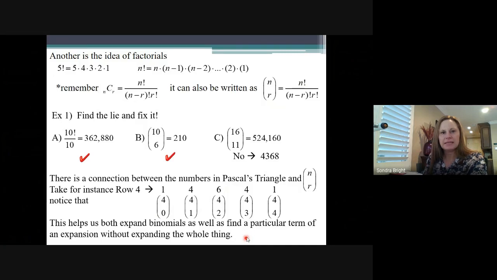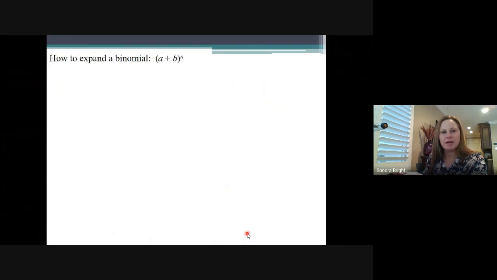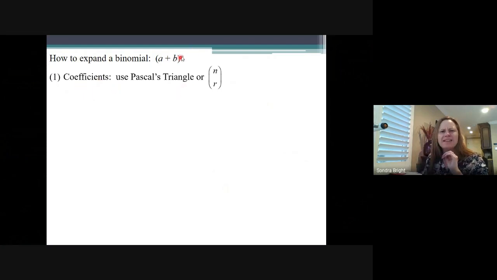All right, let me show you the steps on how to expand a binomial, a plus b to the nth power. First of all, you'll get the coefficients. You can use Pascal's triangle, and if it's a low degree exponent, if n is small, I would just use Pascal's triangle because it's pretty easy to generate. But if it's a larger exponent, then we're going to use this choose notation instead.